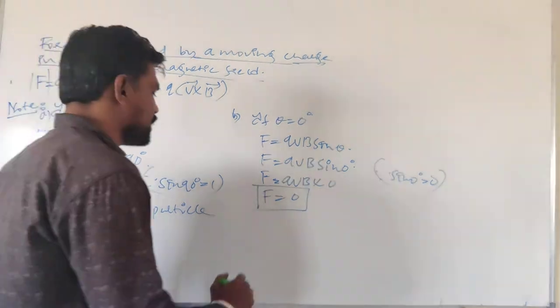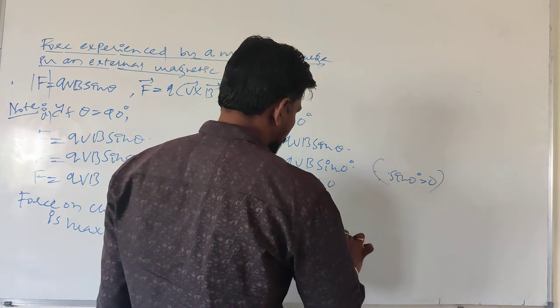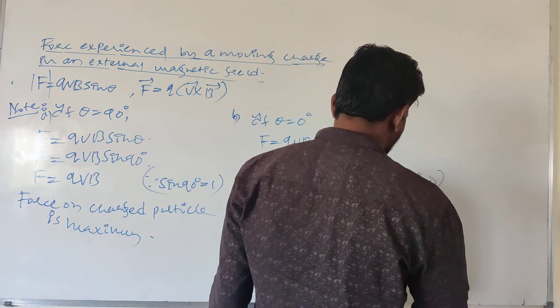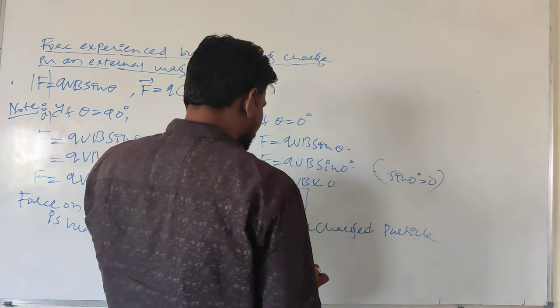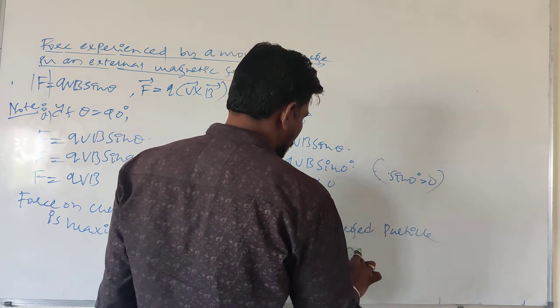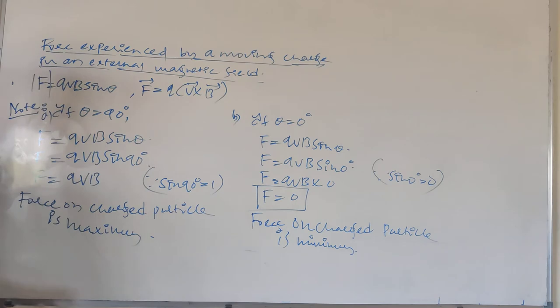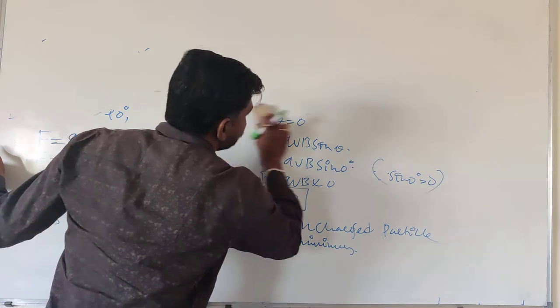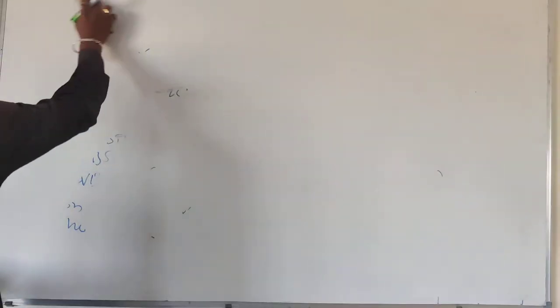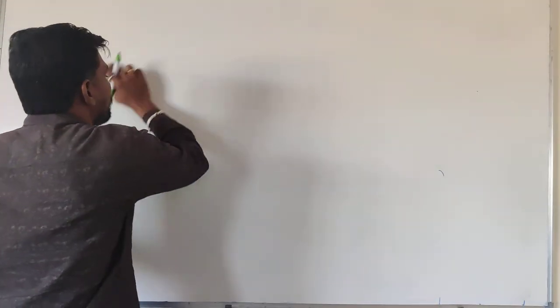So the force on the charged particle is minimum here. Force is minimum. F is equal to q v b sin theta, or B q v sin theta. Very important.